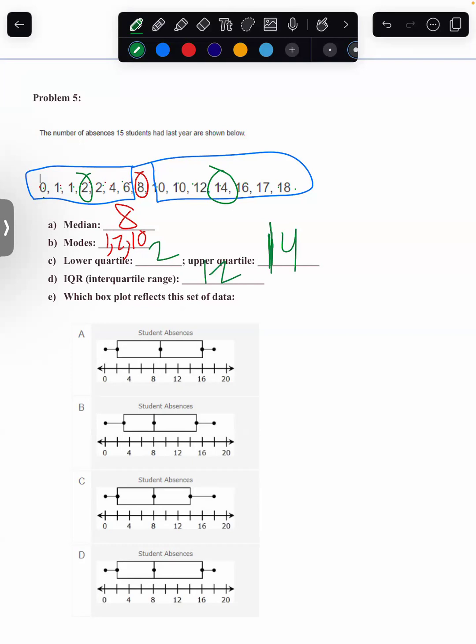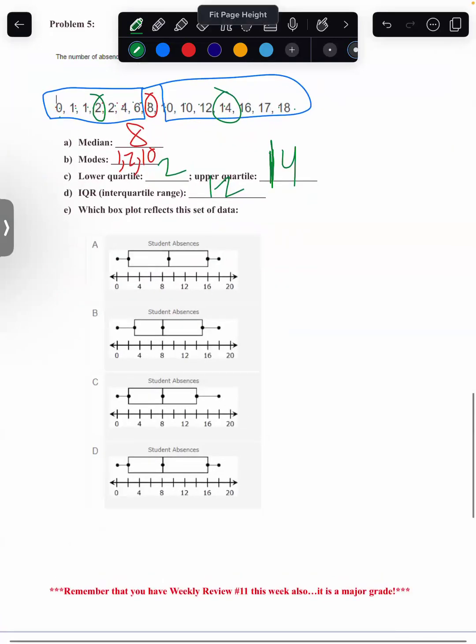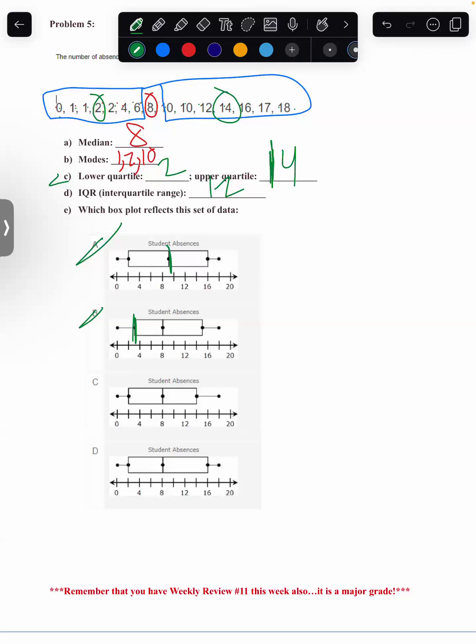All right. Which box plot reflects this set of data? So we got a median of 8. So that one's wrong because that median is not 8. That's like 9. These 3 are 8. Yay. Lower quartile at 2. That one's at 3. So that's wrong. This one's at 2. Yay. This one's at 2. Now upper quartile, 14. This one's at 14. That one's at 60. That one's wrong. This one's right.